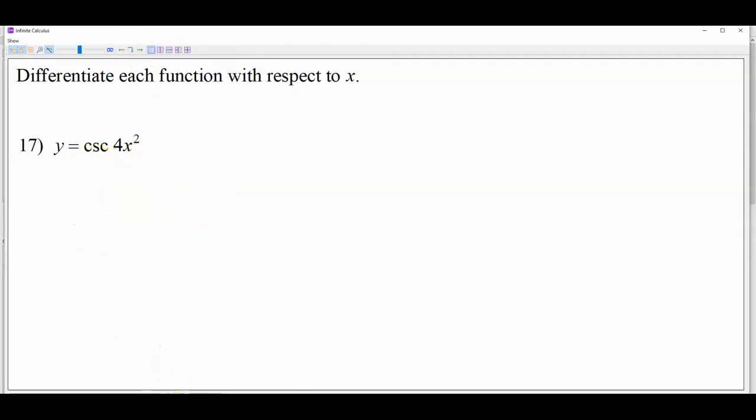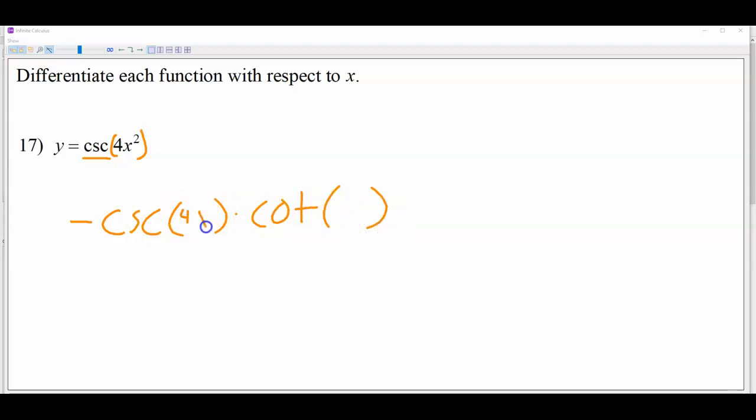So here's another trig function one. We have our outer function here, which is cosecant, and our inner function, which is 4x squared. The derivative of cosecant is, what is that? I believe it's negative cosecant blank times cotangent blank.